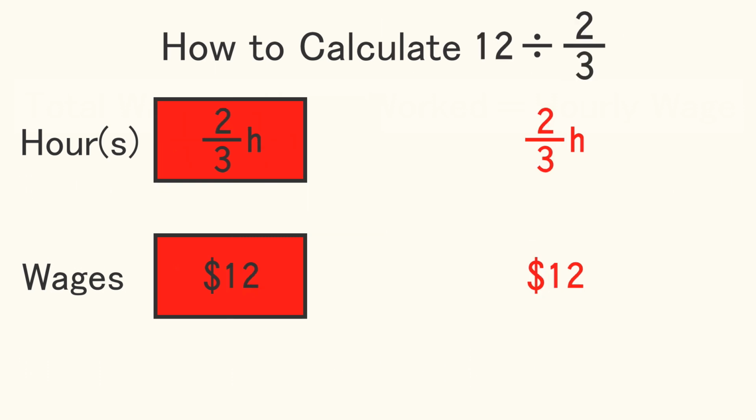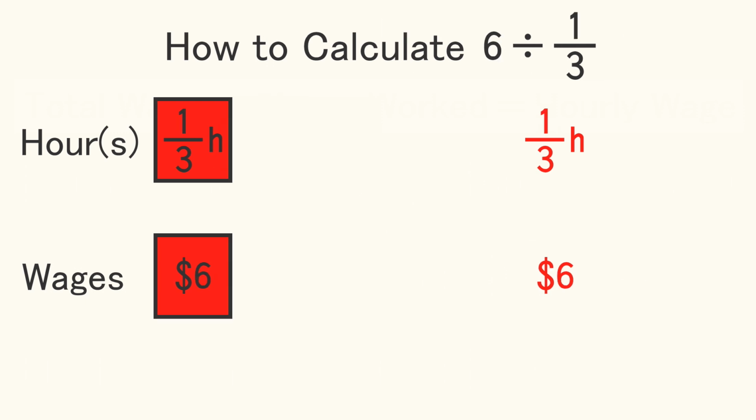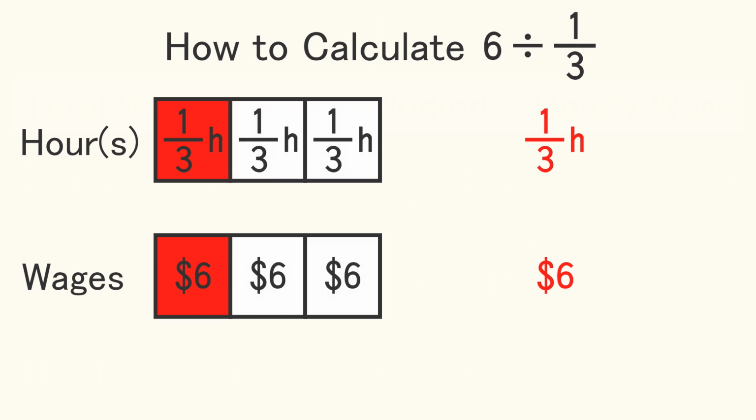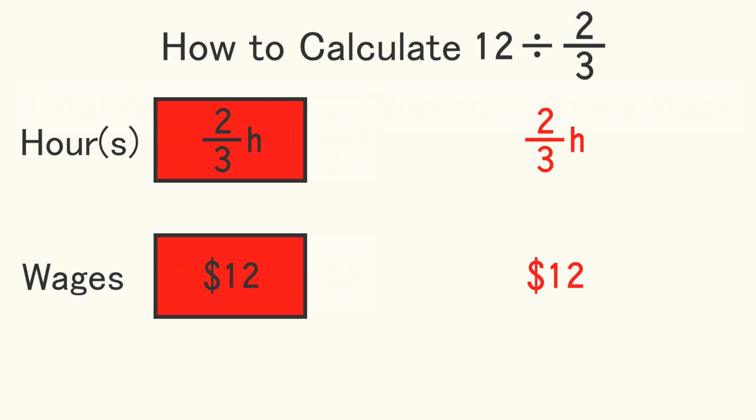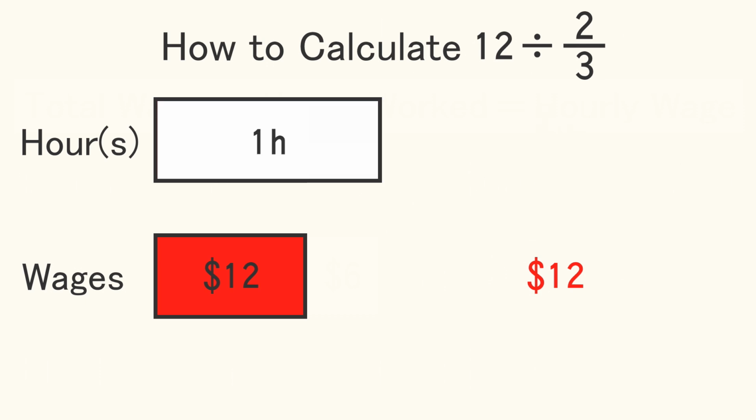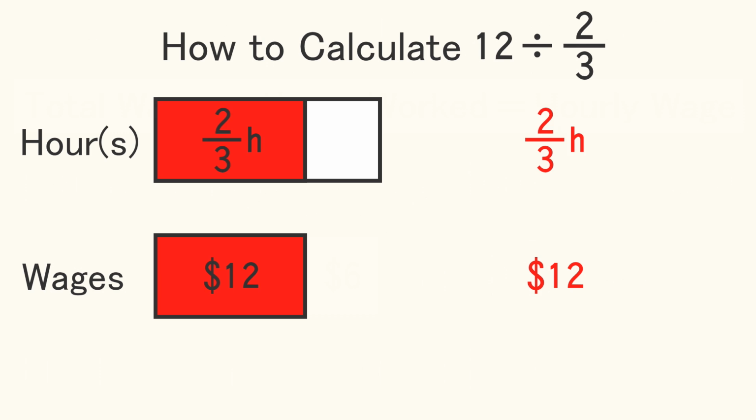Next, what is your hourly wage if you receive $12 for 2/3 hour of work? In the earlier case, we were given your 1/3 hour wage. That made it easy to figure out how many 1/3 hour blocks of work fit into 1 whole hour. But here we're given your 2/3 hour wage. It's not so easy to think about how many 2/3 hour blocks of work fit into 1 whole hour.